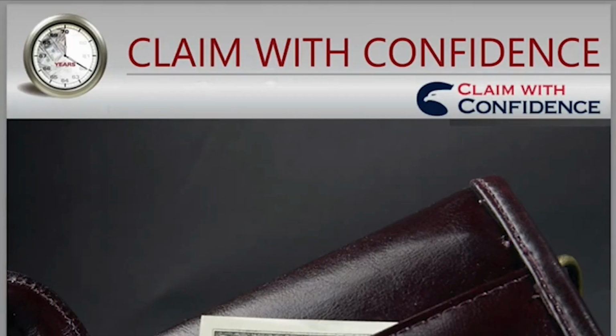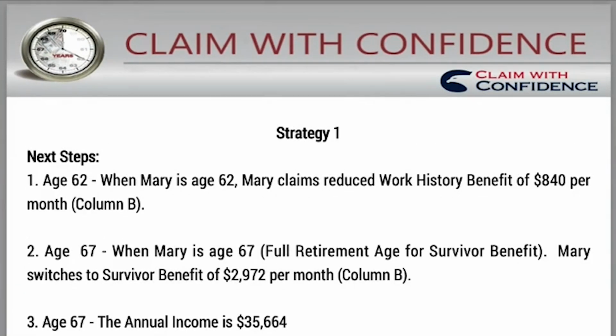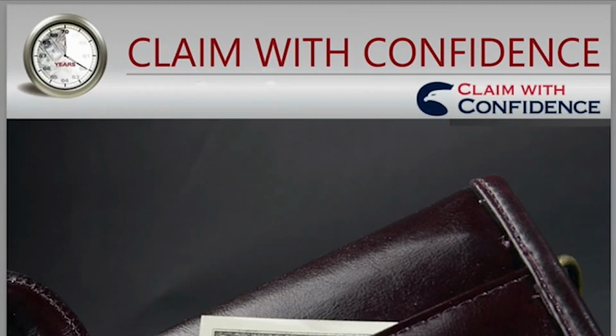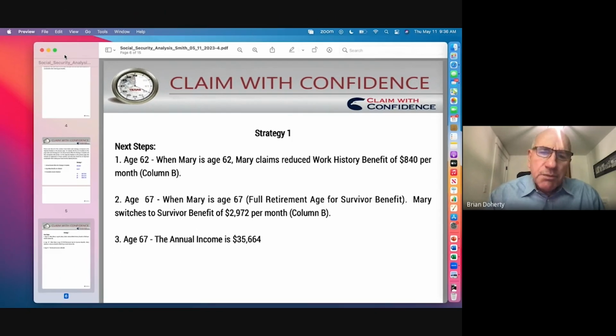You can keep this. And again, if you go down, it's got the strategy: Mary claims at 62, and then switches to the full survivor benefit. So there's a lot of flexibility when it comes to widows and widowers claiming their benefits. In fact, I think they have some of the greatest potential of maximizing their benefit. And while they're waiting to claim their maximized benefit, whether it's their own benefit at age 70 or the survivor benefit at age 67, they can still receive a substantial amount of Social Security income by claiming their other benefit.